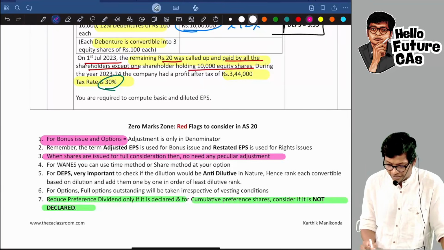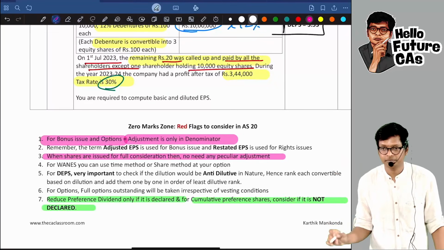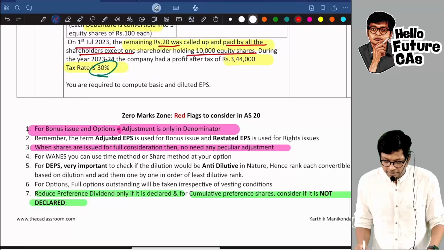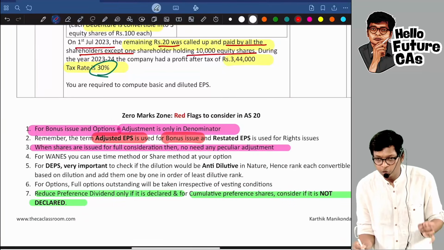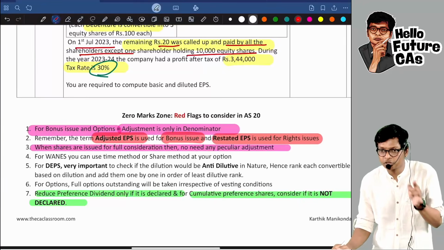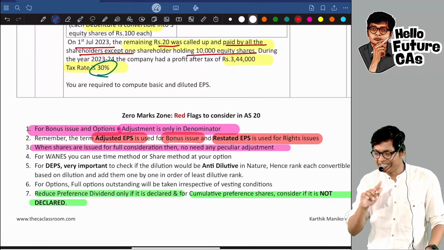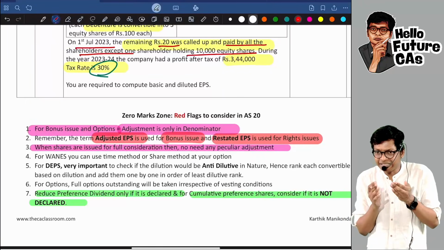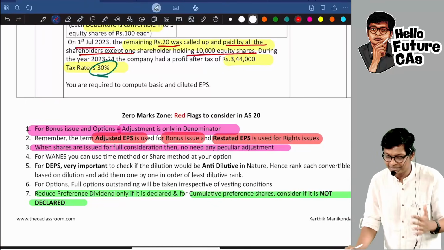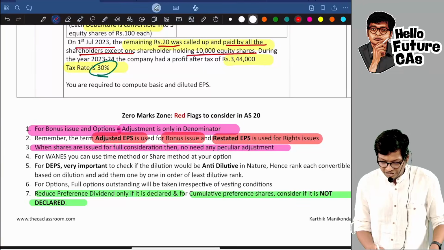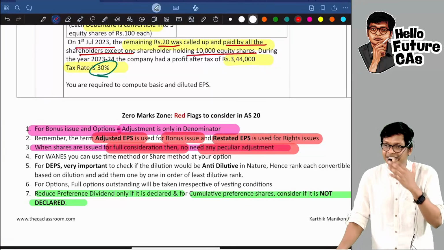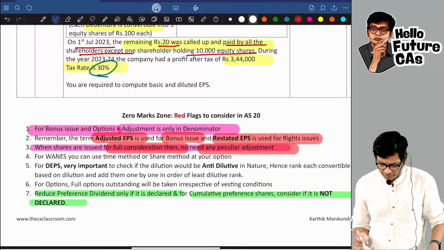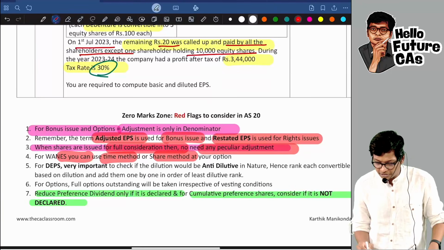For bonus issue and options, adjustment is only in the denominator. See, you know all these, guys. I'm just re-emphasizing the red flags which you know. Next, remember the term adjusted EPS is used for bonus, restated EPS is used for rights. Generally they use them interchangeably, but if you want accuracy, for bonus it is an adjustment because of the previous year, for rights you're restating it by recomputing fully. Restated EPS is generally used. When shares are issued for full consideration, no need for any adjustment. That means when you're issuing at market price, you can add directly. No need for any adjustment.